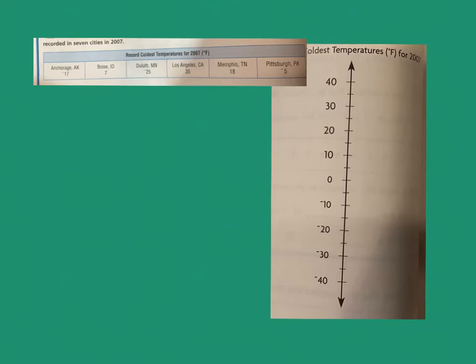And they gave us a list of temperatures, coldest temperatures in 2007 for these different places: Anchorage, Alaska; Boise, Idaho; Duluth, Minnesota; Los Angeles, California; Memphis, Tennessee; and Pittsburgh, Pennsylvania. And they are asking us to first graph what each of those represent on the number line. And then they want us to write down the order of the temperatures from least to greatest.